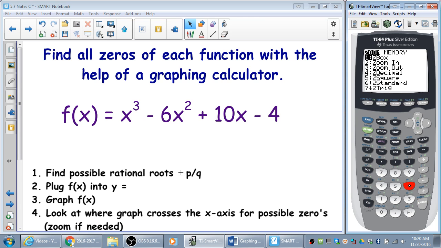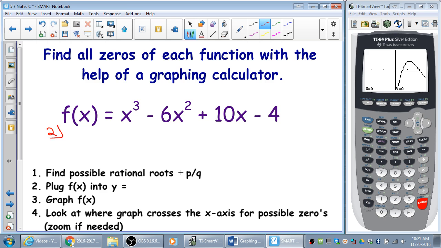Zoom number 6 gives you the standard window, the negative 10 to 10s. Oh, and we might want to zoom in on this one. So zoom in, that's number 2. Zoom is right in the middle of the calculator on the top. If you go to number 2, just press enter, it puts it at 0, 0. Maybe you can find some nice ones. Oh, right at 2 it looks like. Looks like 2 works. So let's try 2. And that's a possibility, because the possibilities are 1, 2, and 4.